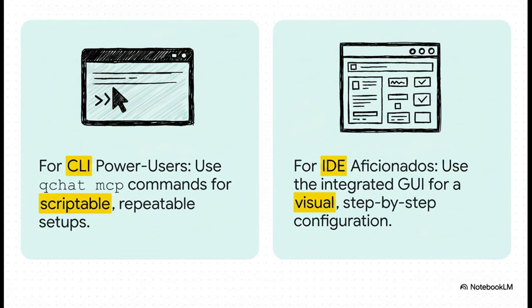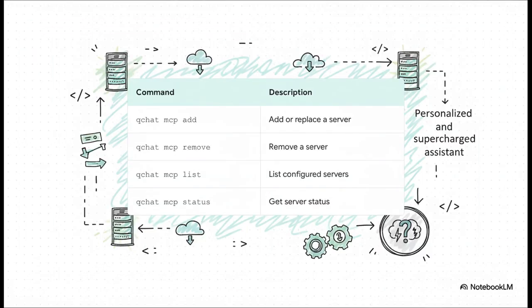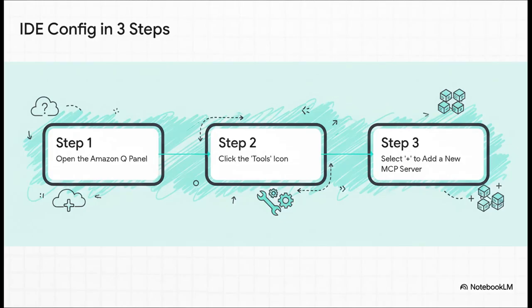It's up to you. For all you command line pros out there, you get a simple and really powerful set of tools. You can easily add, remove, list, and check the status of your MCP servers. It's pretty much everything you need to manage your connections all there from the terminal. And for those of you who love your IDE, it's just as easy. You just open the Amazon Q panel, click the little tools icon, and then hit the plus button to add a new server. It's a clean, simple 3-step process.